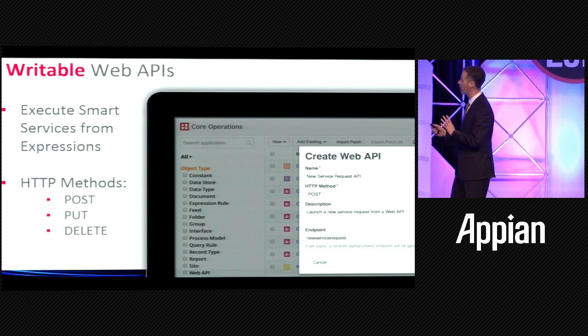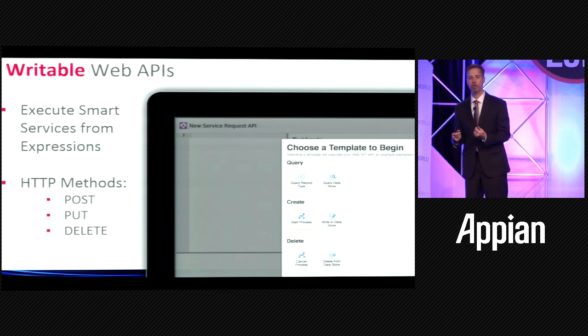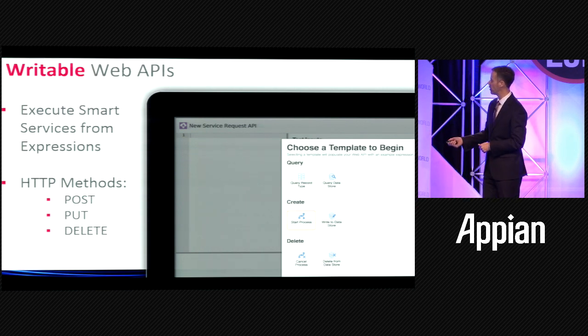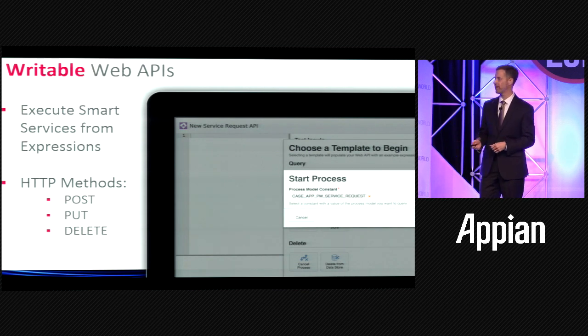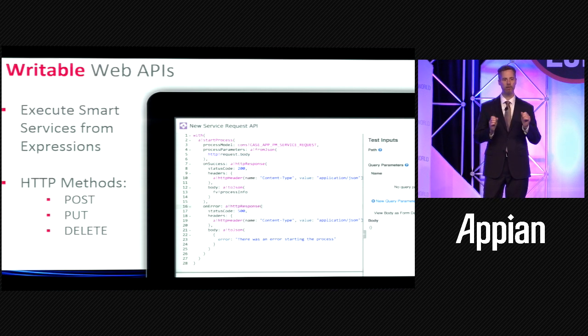So if you go through to creating a new web API here, I simply give it a new web API name, like new service request API. I want to have a post action. I'm going to then choose one of my templates. So there's quick build templates. That first template here is called start process. I simply select that. It's going to ask for a constant pointer to the process model I want to reference. So I say, well, yeah, I want to have my service request process. And boom, there's my web API for exposing that as a custom endpoint.